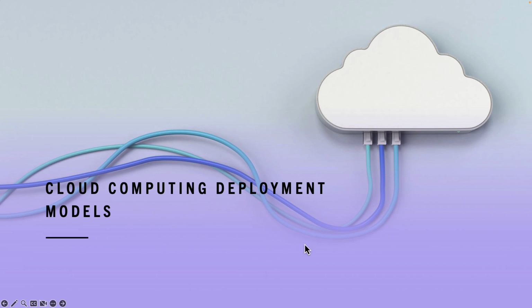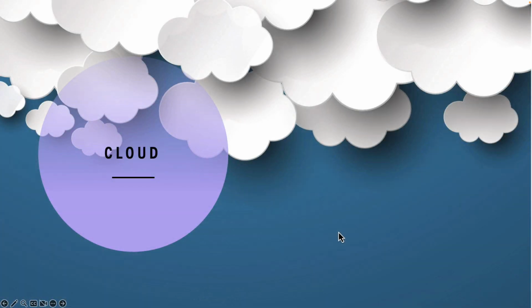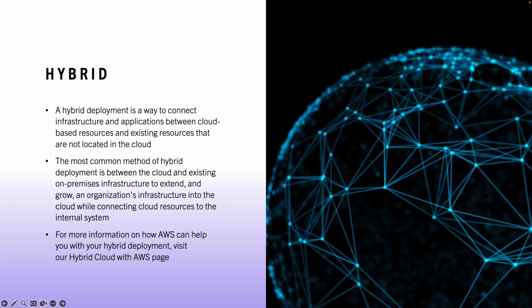Now, apart from the cloud deployment model, we have the hybrid deployment model. This is a way to connect the existing infrastructure and applications between cloud-based resources and existing resources which are not located in the cloud. The most common method of hybrid deployment is between the cloud and existing on-premise infrastructure, in order to extend and grow an organization's infrastructure into the cloud while connecting the cloud resources to the internal system.